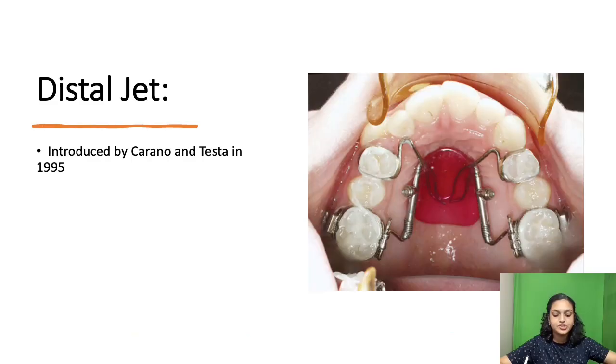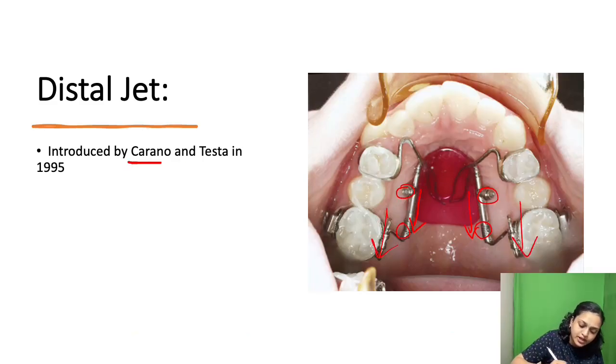Pendulum appliance, distal jet, very common. Mostly if they ask about any distalization appliance, it's going to be either pendulum or distal jet most of the time. So distal jet, there is no pendulum spring. You can see here, there is a screw and there is a coil spring. So when you push this piston forward and tighten it, this coil spring is going to push the molar backwards. That's how distal jet works.